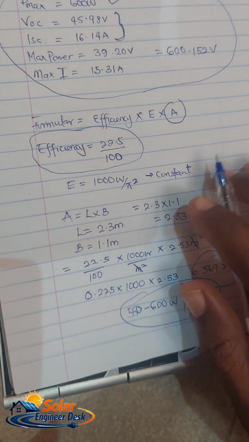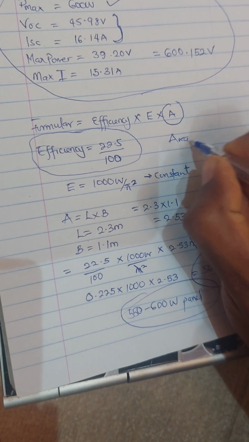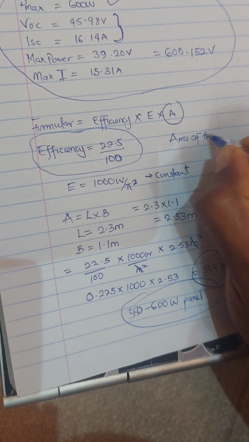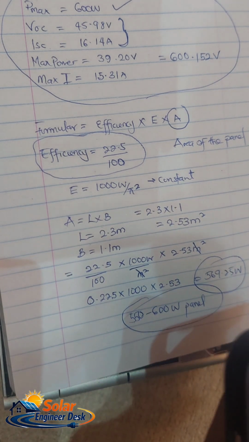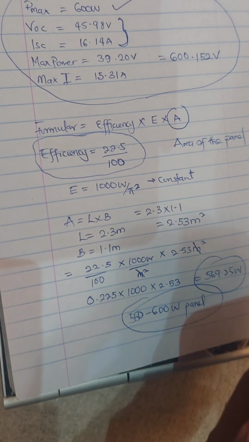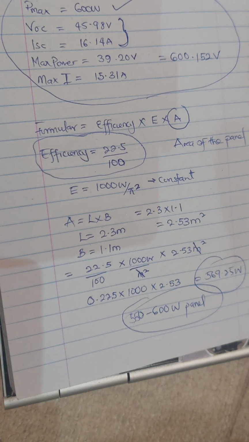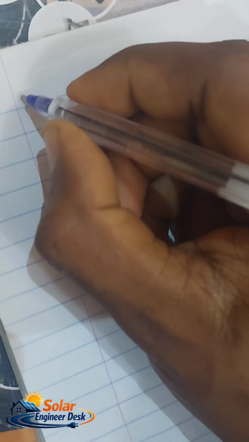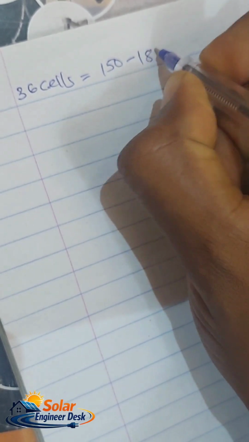So in other words, what you really need is the area of the panel, right, to get something like this. But sometimes too, we have another method, which is the second method. The second method is this: 36 cells. There's an automatic calculation. We have 36 cell panels, which usually fall between the range of 150 to 180 watts.